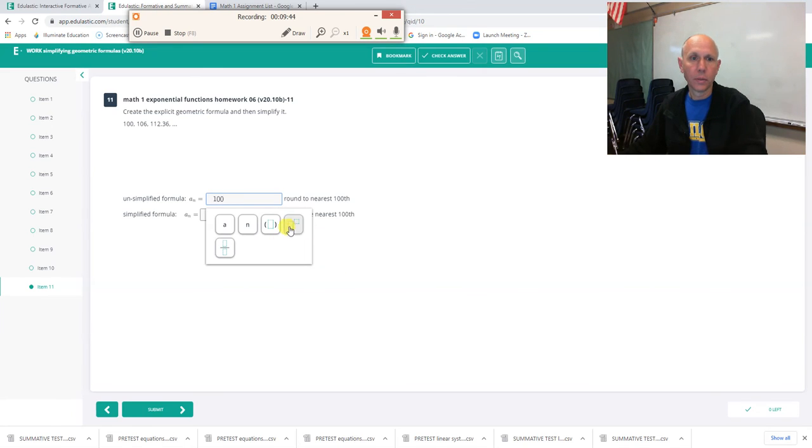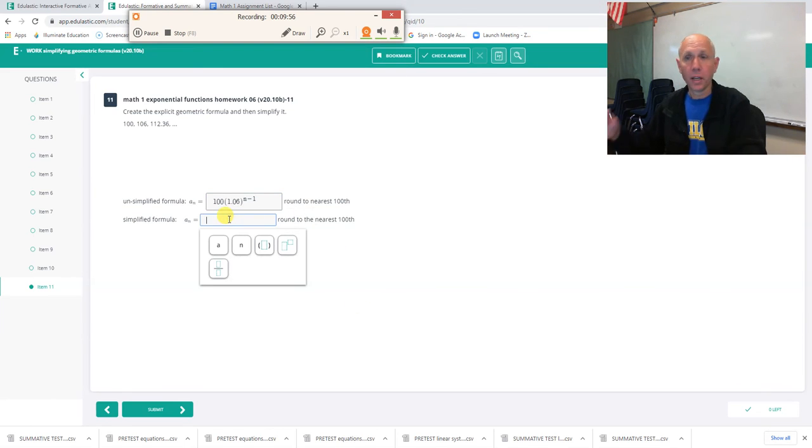Value of the first term, 106 divided by 100, so the ratio is 1.06, to the n minus 1. Normally I'm multiplying by 1.06. To go backwards, I divide by 1.06. That takes me to 94.34 with the correct rounding.